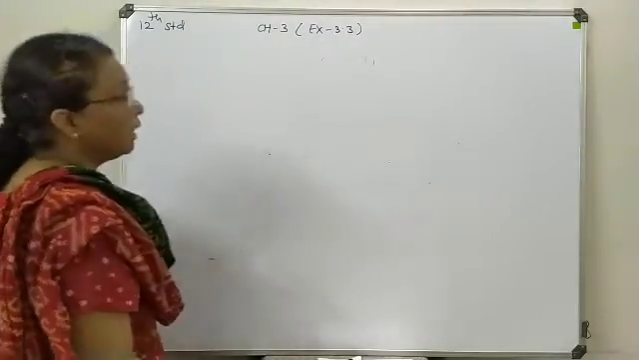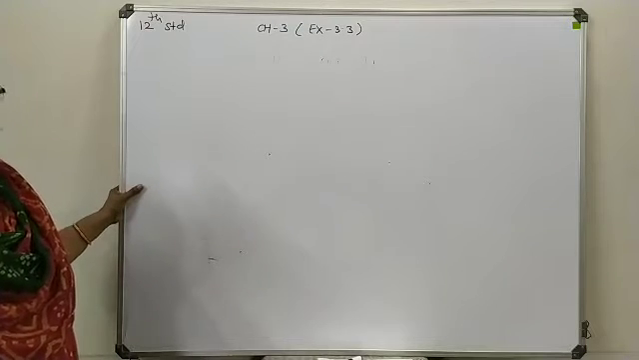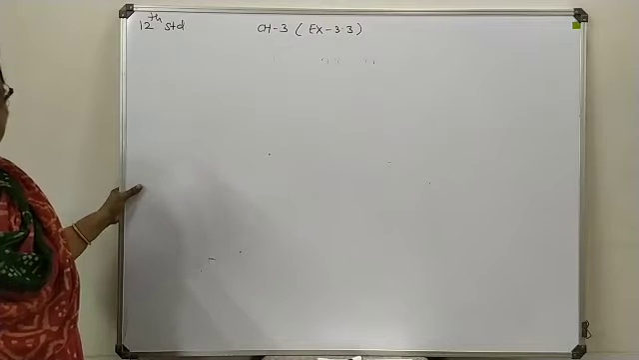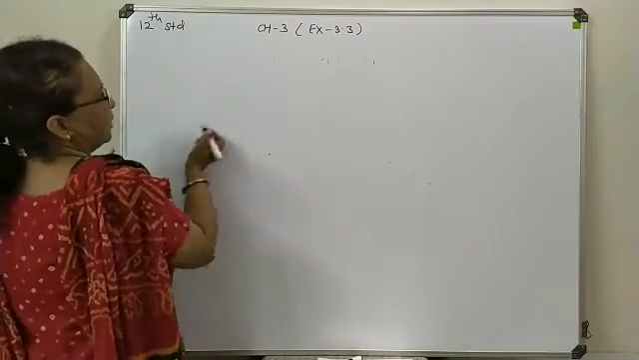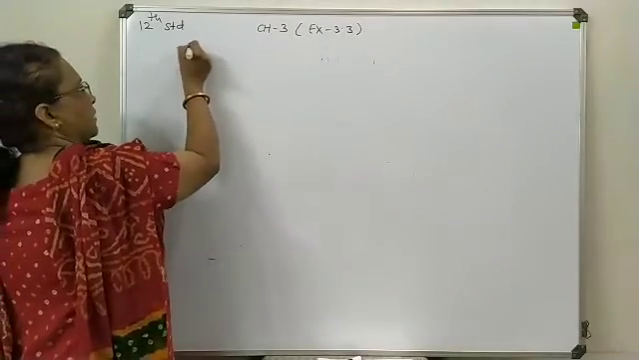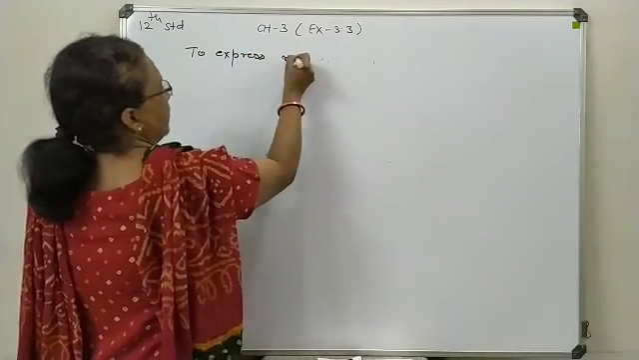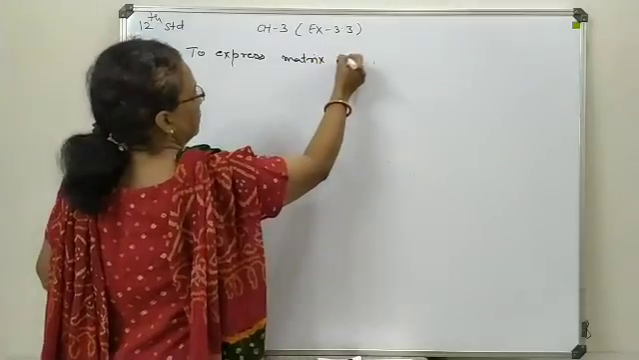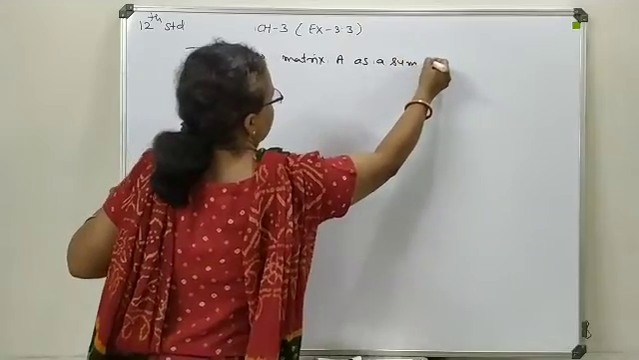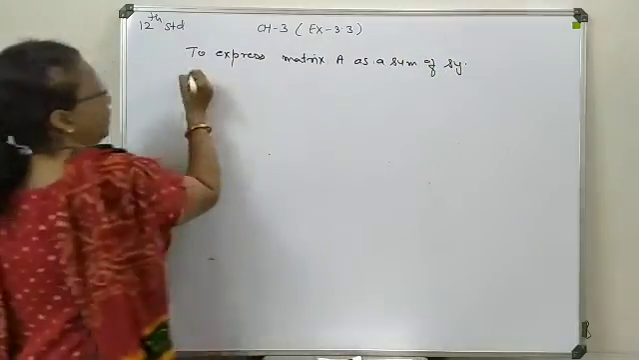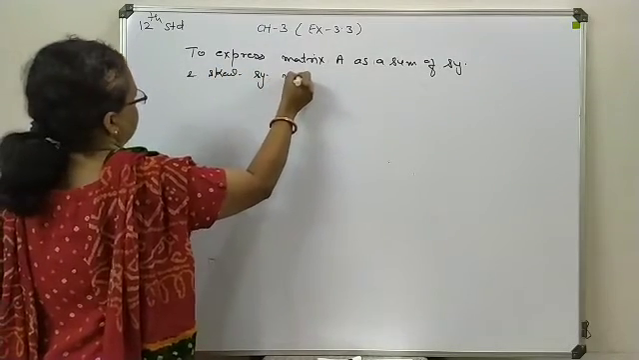Now we have to find out one interrelation between the transpose and the basic matrix that can be used to express a given matrix as a sum of symmetric and skew symmetric. So here we look at one more concept: to express matrix A as the sum of a symmetric and a skew symmetric matrix.